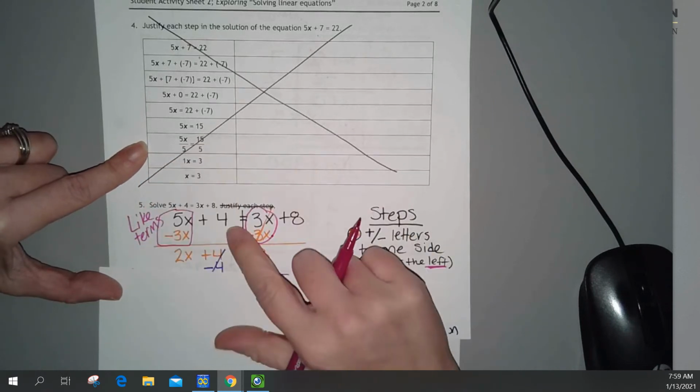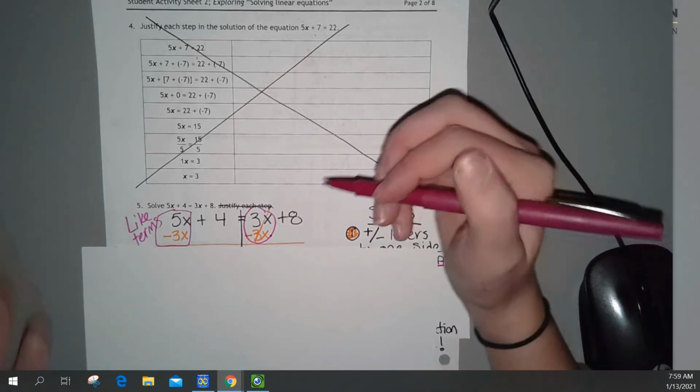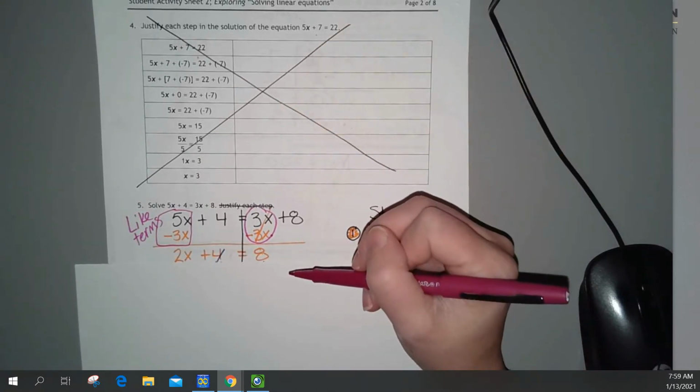Okay, don't try to be subtracting that from a 4. You can't do it. Stop, do not pass go, do not collect $200. Do not try to put those together. Okay, that leaves me with 2x plus 4 equals 8.